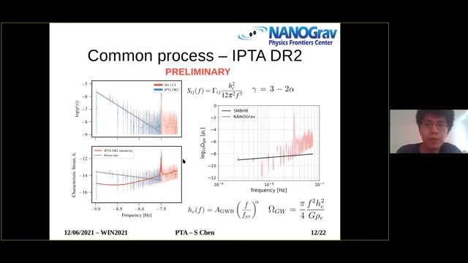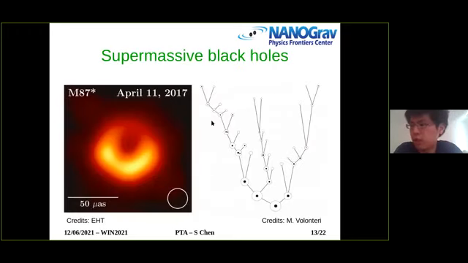Right, going into astrophysics. The prime candidate that we're looking at is supermassive black holes. Those are black holes that have masses of more than 1 million solar masses. For example, the one that was photographed by the EHT, M87.